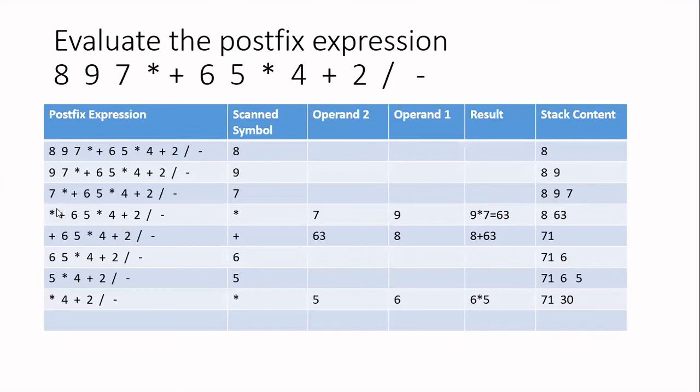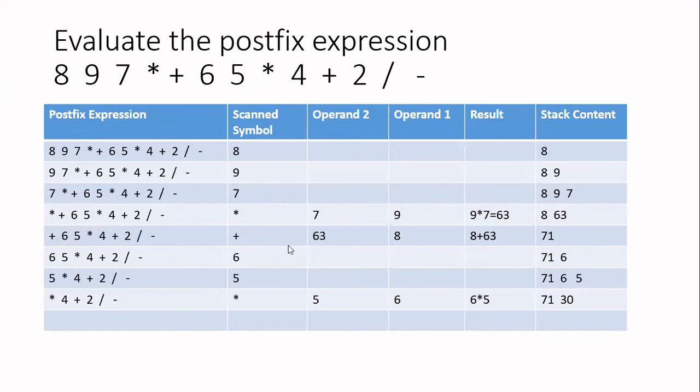Next, scan the next symbol. It is multiply. It is an operator. So pop 2 operands. First is 7. Second is 9. But when I apply, I'll be applying 9 multiplied by 7. The answer is 63. So I have to push 63 on the stack. Since I have already popped 9 and 7, they will not be available on the stack. Now currently I have 8 and 63 on the stack.